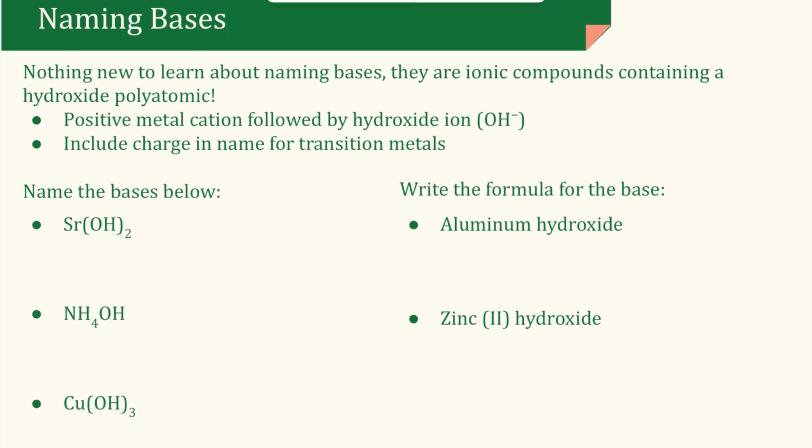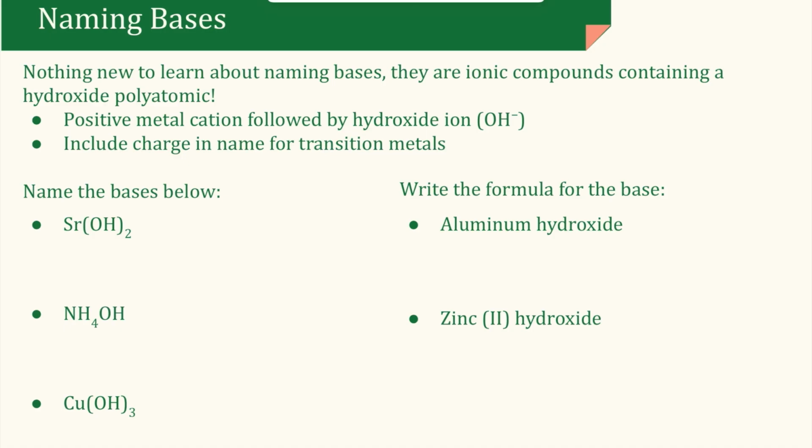All right, last thing we have is naming bases. There's luckily nothing new to learn about naming bases. They are ionic compounds that have that hydroxide polyatomic. So we've been naming bases since the start of the year. We are going to have a positive metal cation that is in a compound with a hydroxide ion, which is OH -1. If we have a transition metal, we need to make sure we include the charge using Roman numerals in the name.